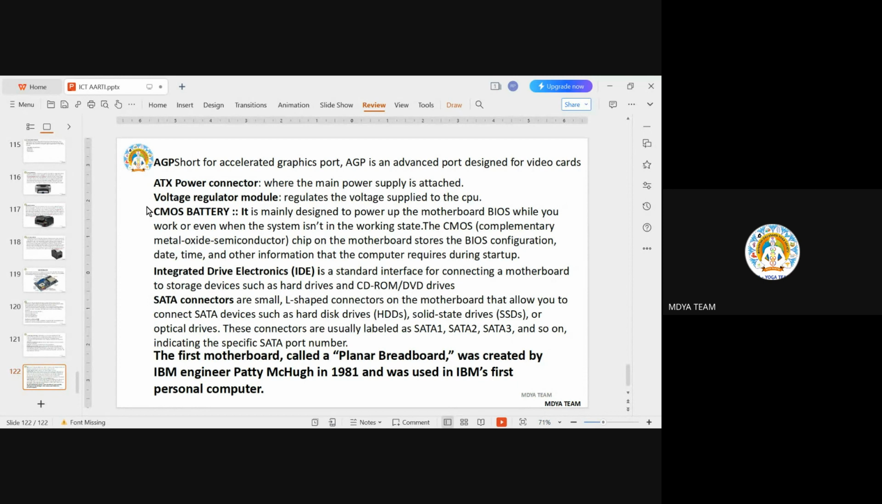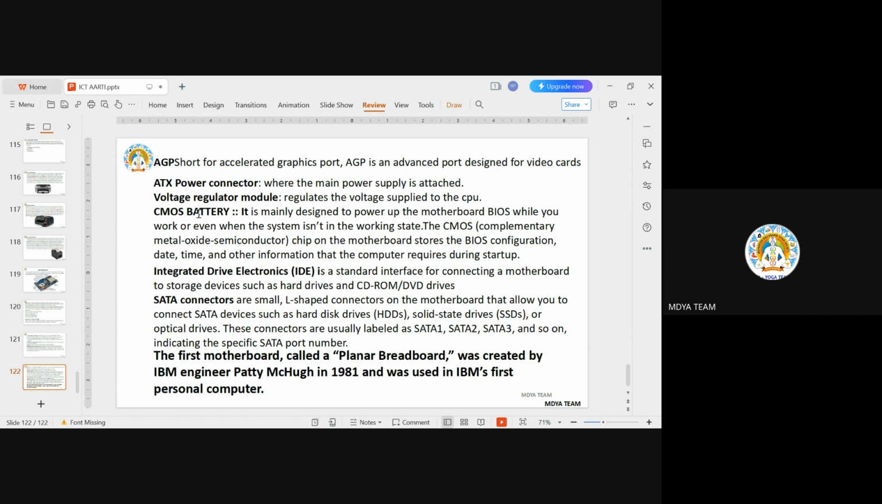Voltage regulator. Obviously, we need it, because sometimes the voltage is high, sometimes low, so it can crush or destroy your motherboard. So that's why we need the voltage regulator module. The voltage applied to the CPU, we should regulate that, so that the CPU works properly, because the CPU needs proper electricity, proper voltage. So a voltage regulator module is present in the motherboard.